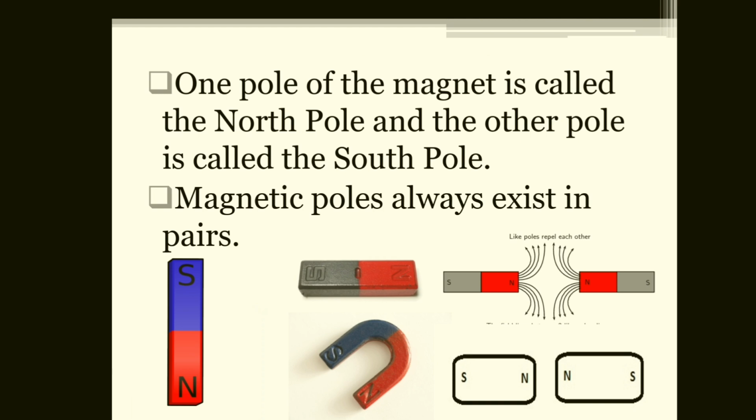One pole of the magnet is called the north pole and the other pole of the magnet is called the south pole. Magnetic poles always exist in pairs. You can see here in the bar magnet we have N and S, which are called poles. Both the ends are called poles. One is called the south pole, the other is called the north pole. So magnetic poles will always be in pairs.